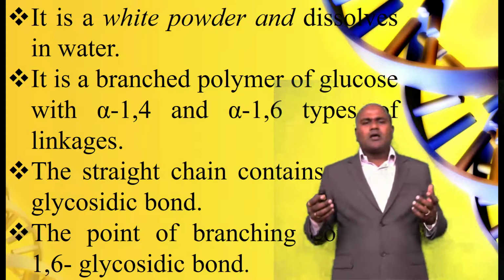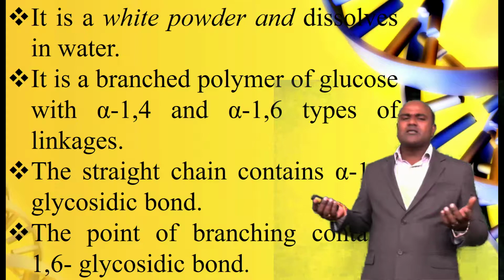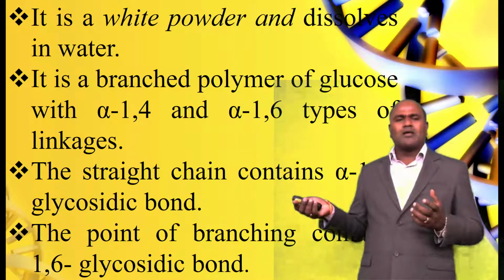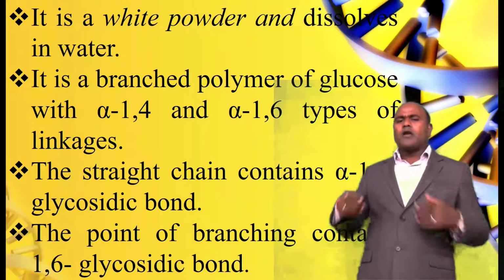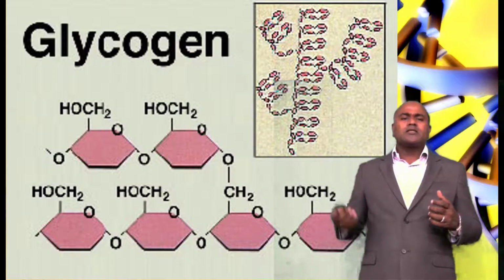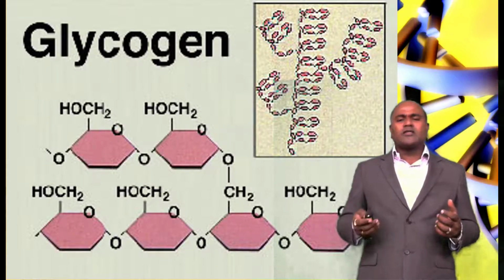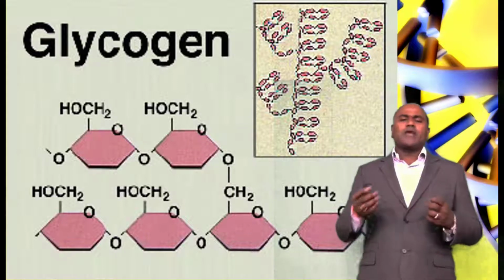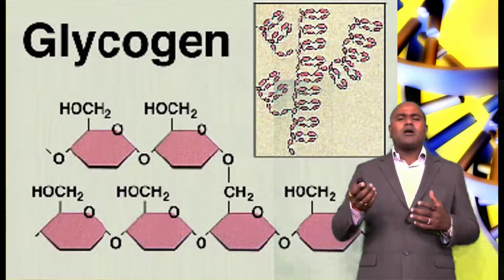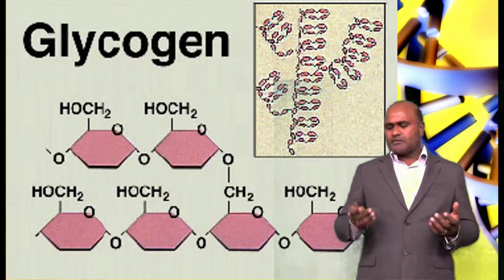It contains alpha 1,4 and alpha 1,6 types of glycosidic linkages. The straight chain contains alpha 1,4 glycosidic bonds, and the point of branching contains alpha 1,6 glycosidic bonds. This is the structure of glycogen. If you see here, the sugar units are linked one unit to another by alpha 1,4, and alpha 1,6 when the branched chain is formed.